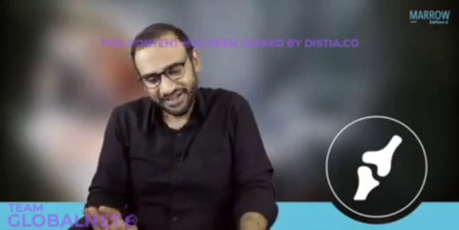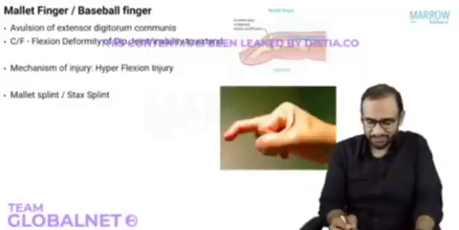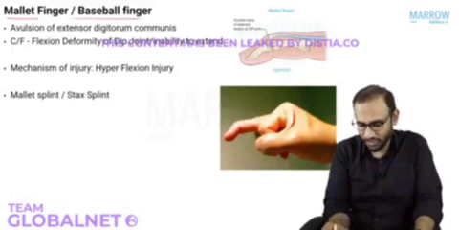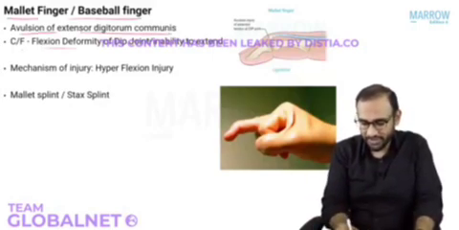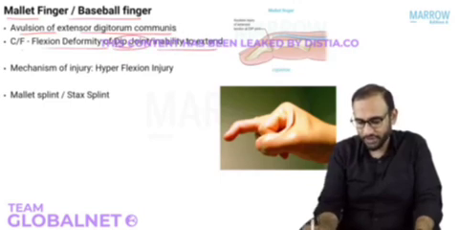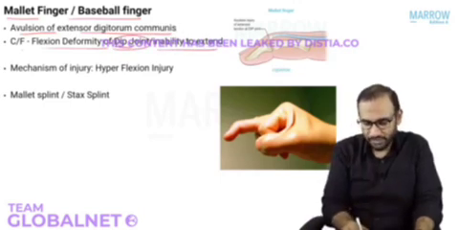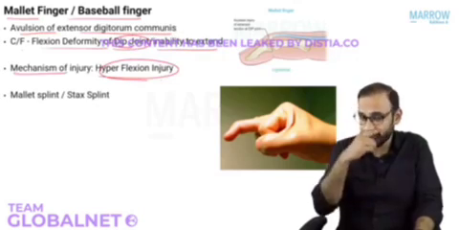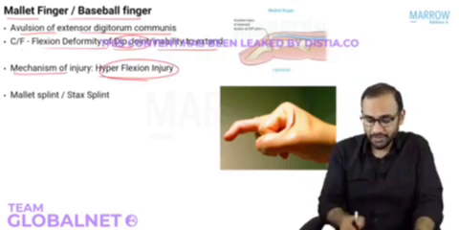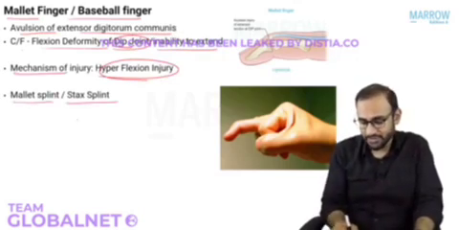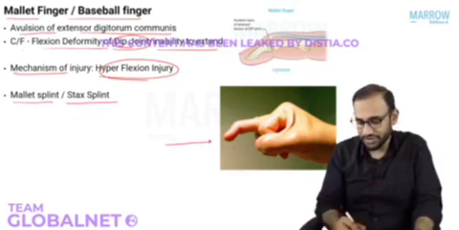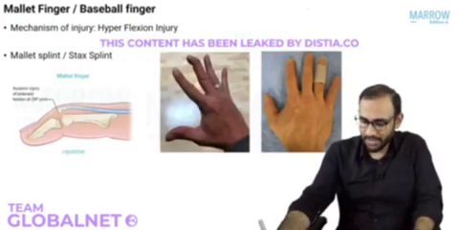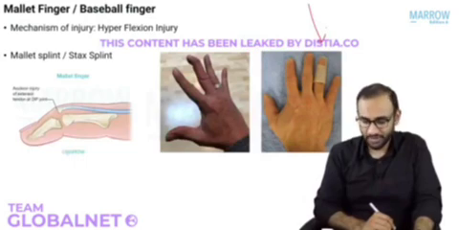Okay? Clear? Now write down the points. Mallet finger, also known as baseball finger. Avulsion of the extensor digitorum communis. Clinical feature, flexion deformity of DIP with inability to extend. Mechanism of injury, hyperflexion injury. Tear in the substance or avulsed from the base of the distal phalanx on the dorsal side. Treatment is mallet splint or Stack's splint. This is the clinical feature. This is the mallet splint. Right?